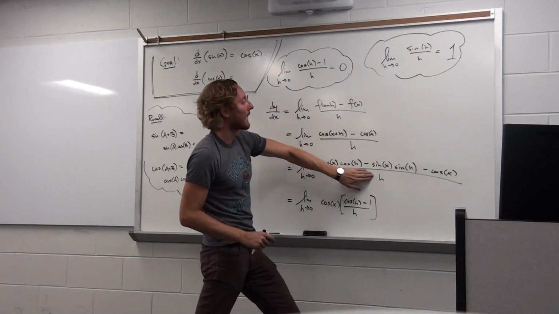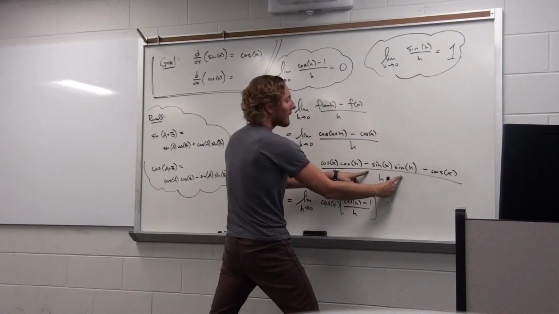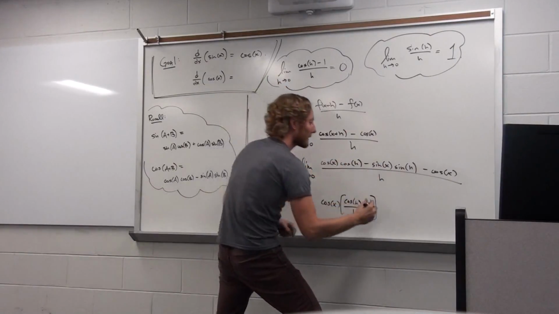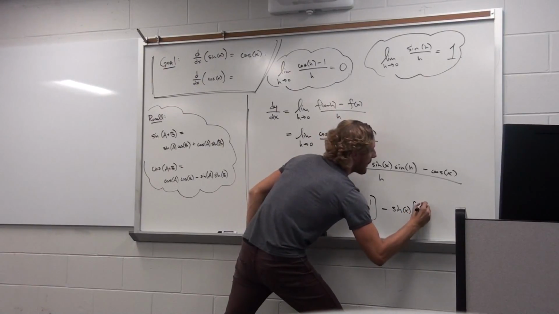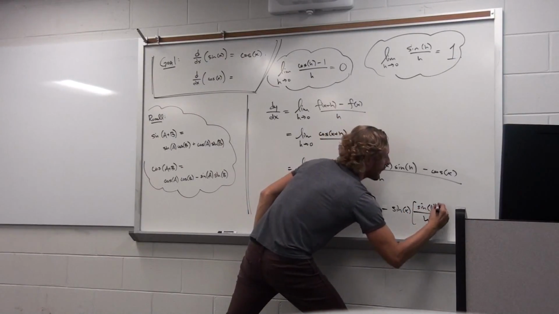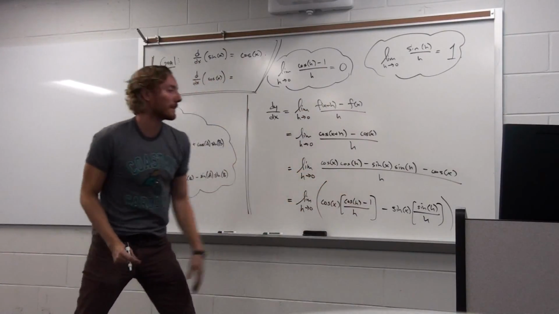We still have to account for the middle term, and with the middle term, I'm going to factor out the minus sine x. So factoring out the minus sine x, we get sine h over h. And so our entire limit boils down to this expression.